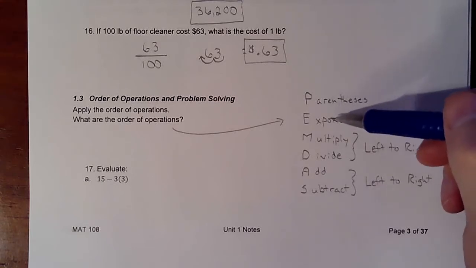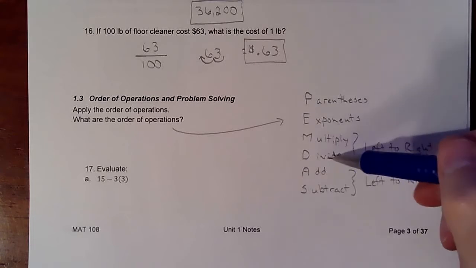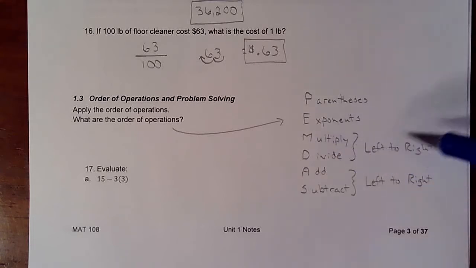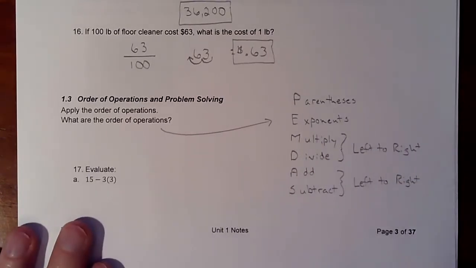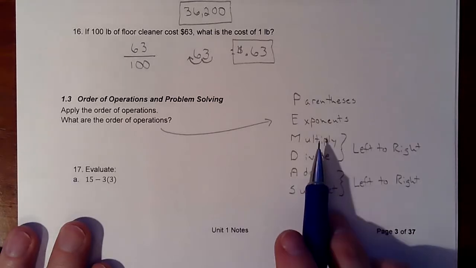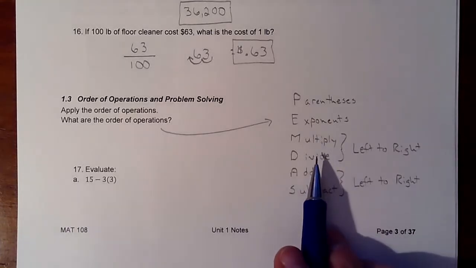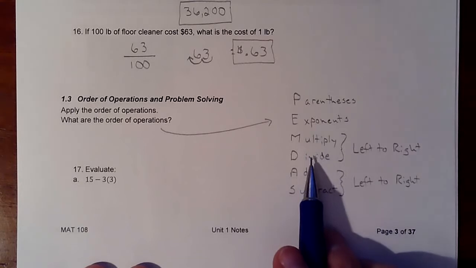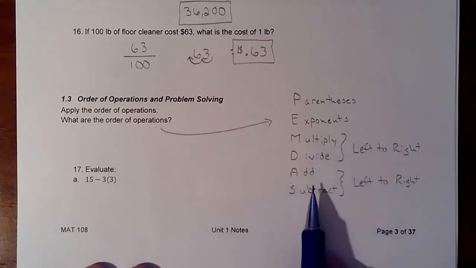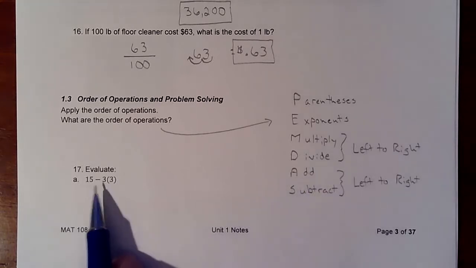And then after that, we're going to look to see if there's any exponents that we need to take care of. And then we're going to clump multiplying and dividing together. We're always going to do those from left to right. So if division comes before multiplication, because it's further left, we're going to do it like we're reading a sentence basically. So they're really not multiply then divide, it's really multiply or divide, whichever comes first. And then adding and subtracting is totally the same way. So we're going to do some evaluation problems.